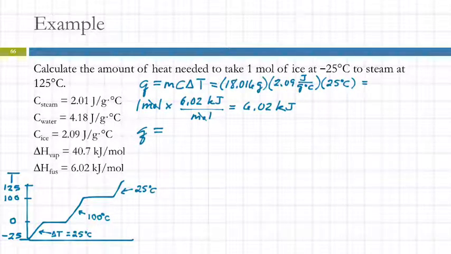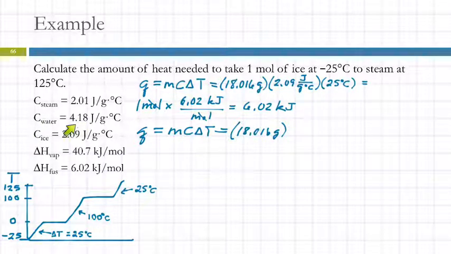So the next segment, Q equals mc delta T again. The mass is the same. We're dealing with that same piece of water. But now we have liquid water, so we need the specific heat capacity for liquid water, 4.18 joules per gram degrees Celsius. And we need the temperature change for that particular segment, 100 degrees. So I'll do that math later.